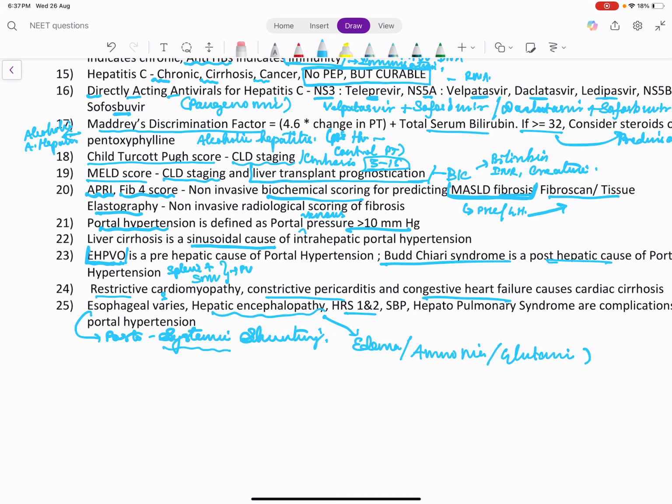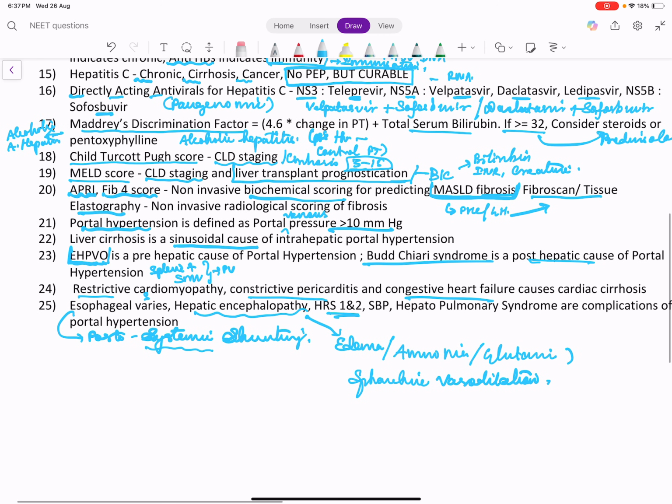We have hepatorenal syndrome type 1 and 2. Nitric oxide is a vasodilator which is detoxified by the liver. When the liver is problematic, nitric oxide circulates in the blood and causes systemic and splanchnic vasodilation. When vasodilation is there, the kidney will not receive blood supply, so renal failure will occur. The same vasodilation is the reason for hepatopulmonary syndrome.